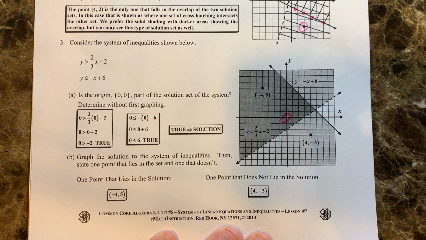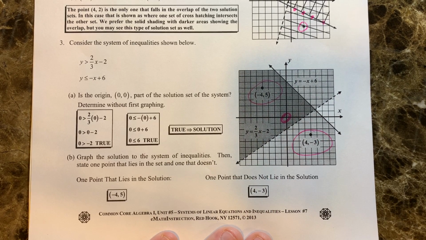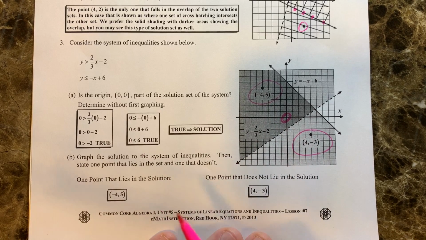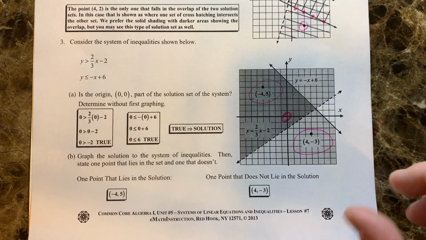So you can see I gave 2 samples of items, one in the solution set, one not. A lot of these answers are going to vary. So these are just sample answers. You might have had something different. That does not mean that you are wrong.